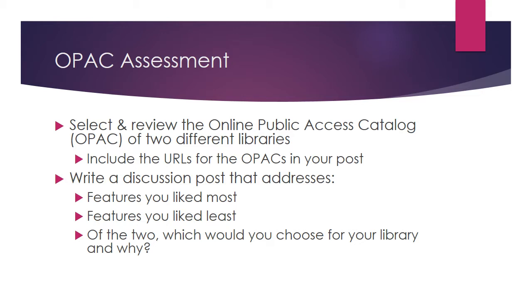So you need to select and review the OPACs of 2 different libraries. Please include the URLs for the OPACs, or at least for the website of the library, in your discussion post, in case someone would like to go and take a look at the catalogs that you looked at. Because it's online, you don't have to do local libraries. You could do whatever you want, anywhere that has an online access catalog.